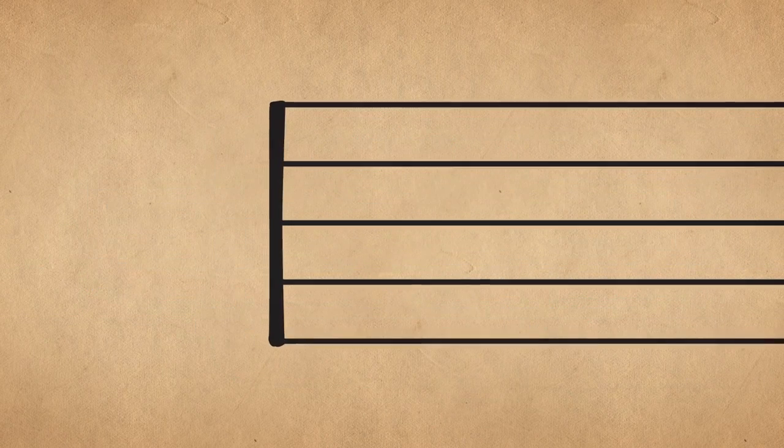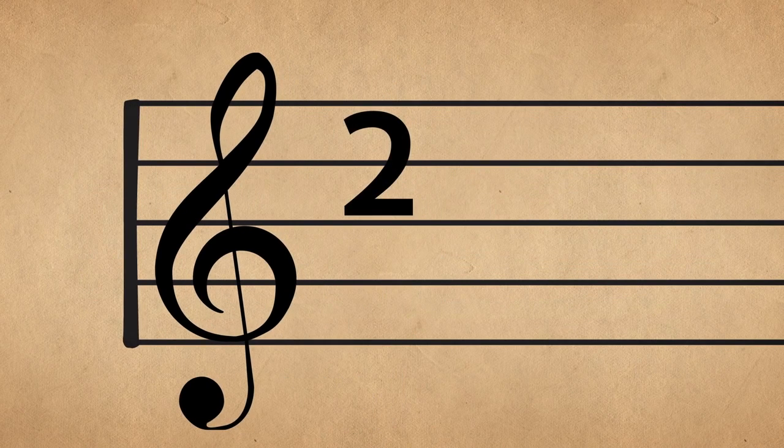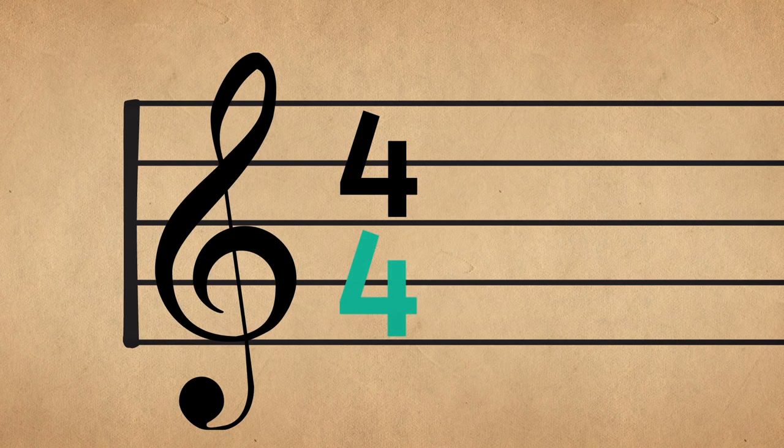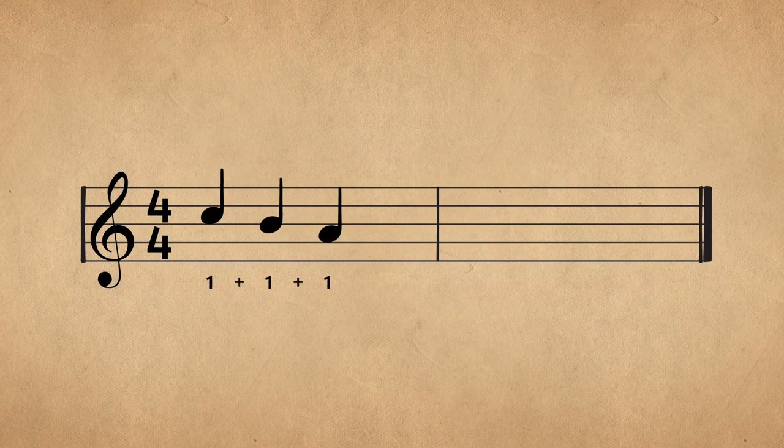At the beginning of a piece of music, just after the clef, is something called the time signature, which tells the performer how many beats are in each bar. This says there are 2 beats in each bar, this says there are 3, this one 4, and so on. The bottom number tells us what kind of note is to be used as the basic unit for the beat. 1 corresponds to a whole note, 2 to a half note, 4 to a quarter note, an eighth to an eighth note, and so on. So this time signature here tells us that there are 4 quarter notes in each bar. 1, 2, 3, 4, 1, 2, 3, 4, and so on.